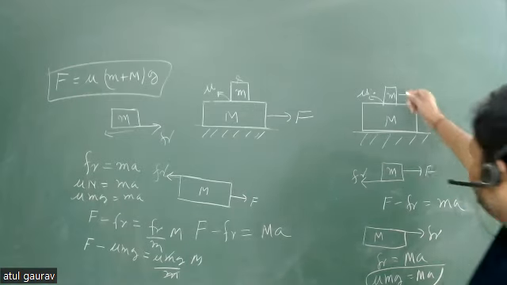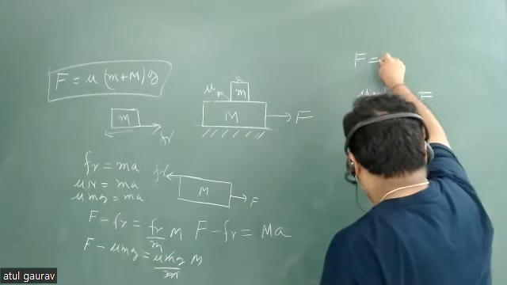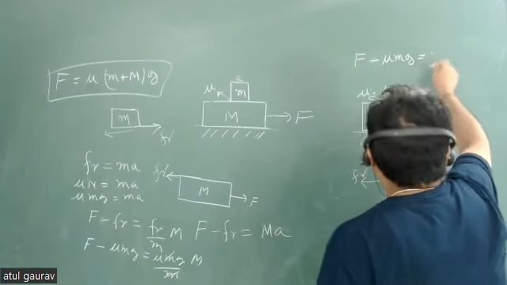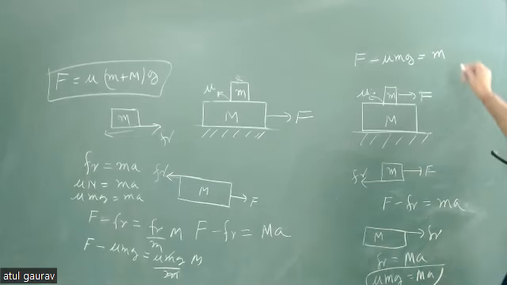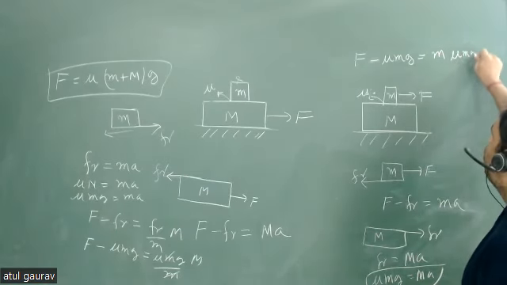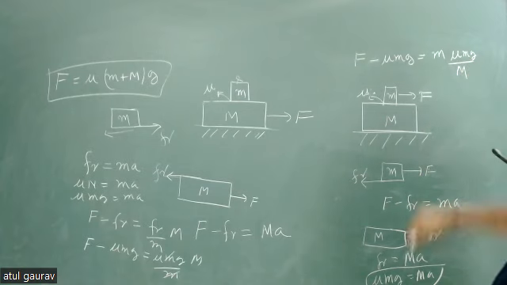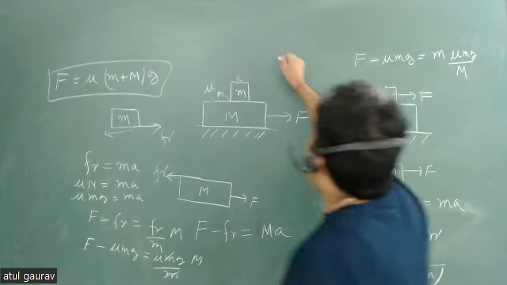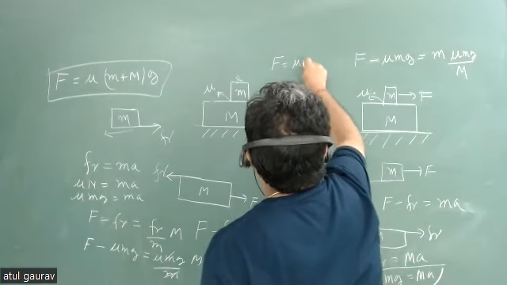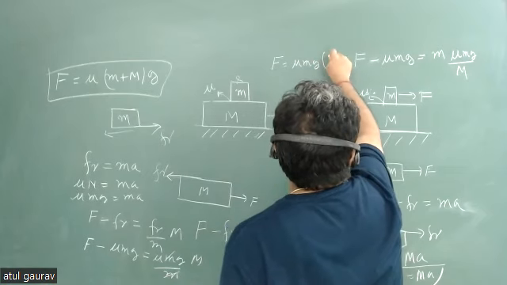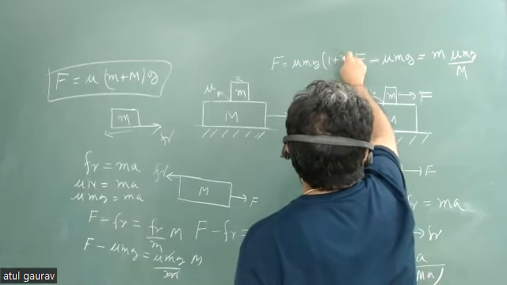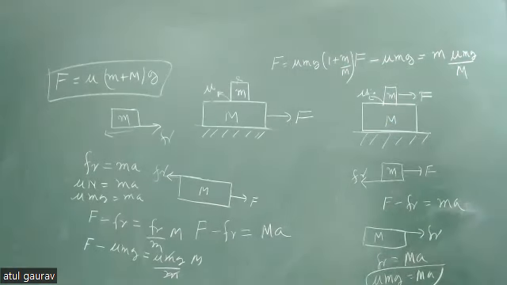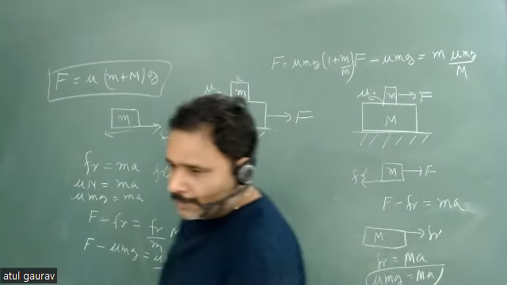What will be the answer? क्या हो रहा है? F minus mu mg is equal to m into what is your A? Mu mg upon capital M. Isn't it? So what is your frictional force here? That value is mu mg. You will take common 1 plus m by M. This will be your answer. ठीक है?